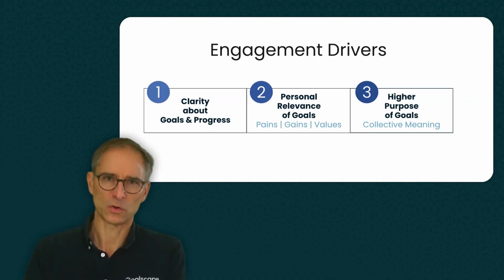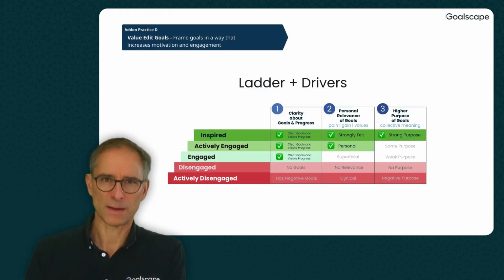First, clarity about goals and progress. Second, personal relevance. And third, a higher purpose. Without the first 2, the third doesn't work though. Here's how the drivers map onto the engagement ladder. Clear goals create engagement. Personal relevance creates active engagement. And purpose creates inspiration when the basics are right.